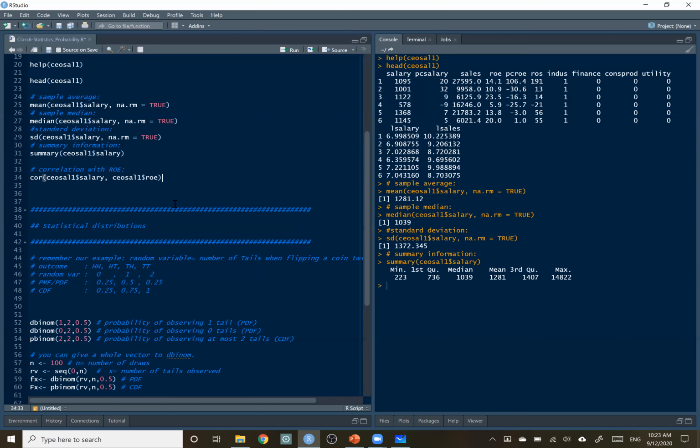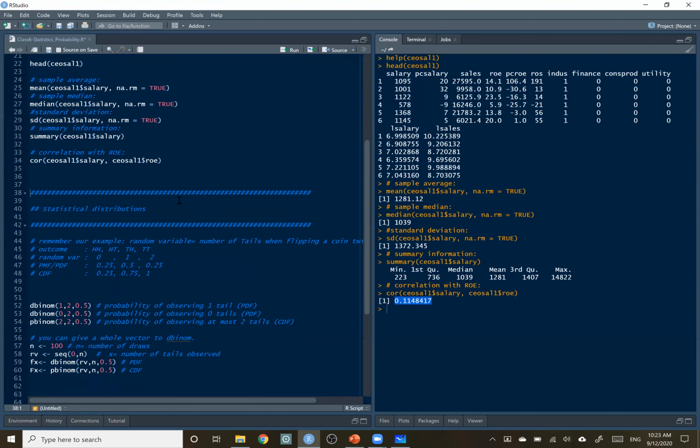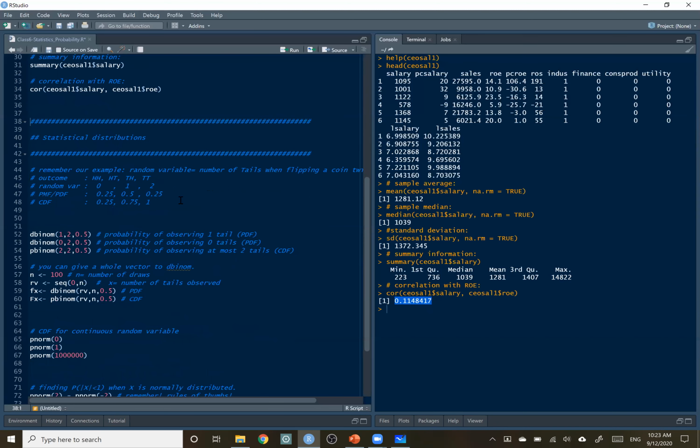So let's run the correlation. Yeah, the correlation is positive. It's not small, it's not huge either. It's about 11%. Okay. And the goal in this course is to make sure that this is not pure correlation. So we have to control for some other explanatory variables, and then we can interpret this correlation. All right. Now let's move on and look at a bunch of these distributions.